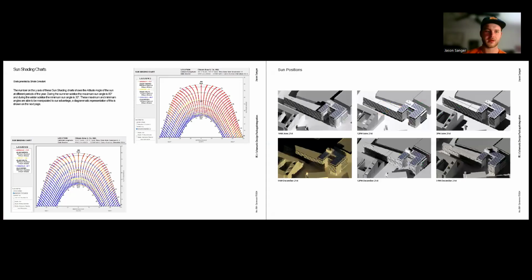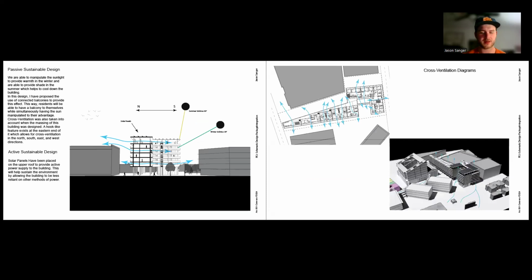Here on the left, we have sun shading charts, which show the angle of the sun at different times of the year. And then here on the right, we have the model on the site with sun at different times of the year. I chose the winter solstice and summer solstice at 9 a.m., 12 p.m., and 3 p.m. to show how the sun would hit the building at different times of the day at the extremes of the year. And here on the left, we have a diagram representing those sun angles and showing the overhangs that I have on the south side of my building, which would block the sun in the summer, helping keep the building cool, and allow the sun to shine in the winter, keeping it warmer.